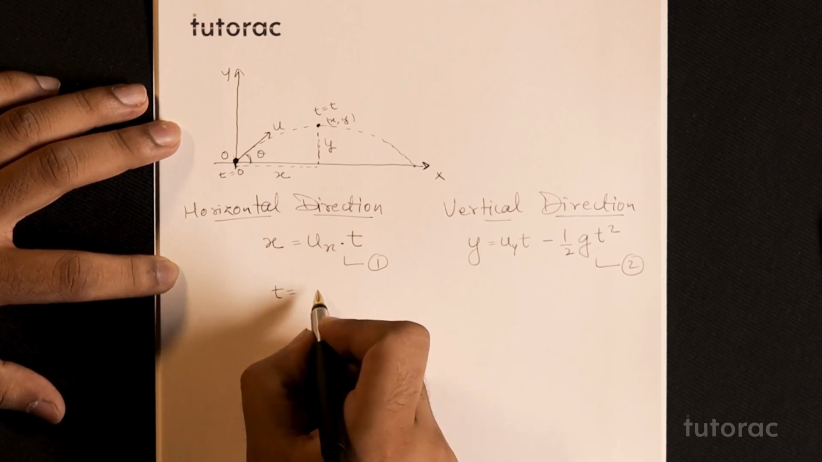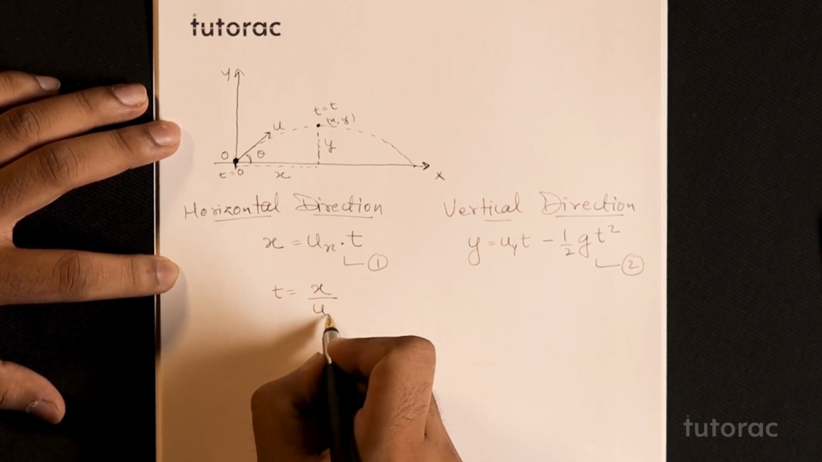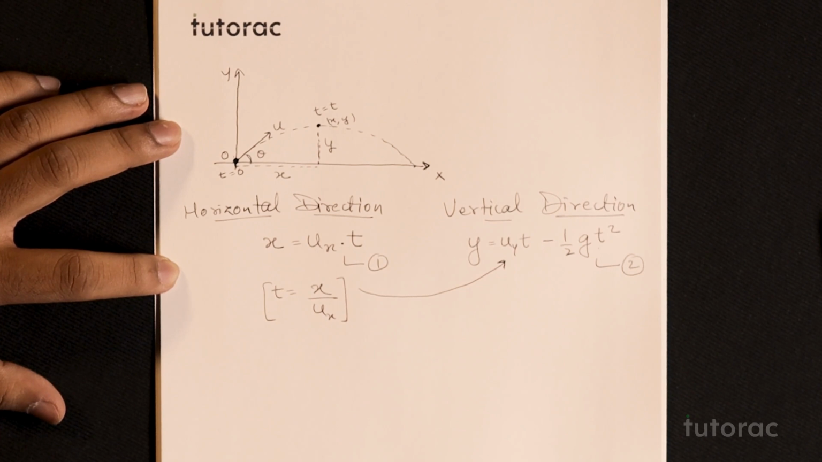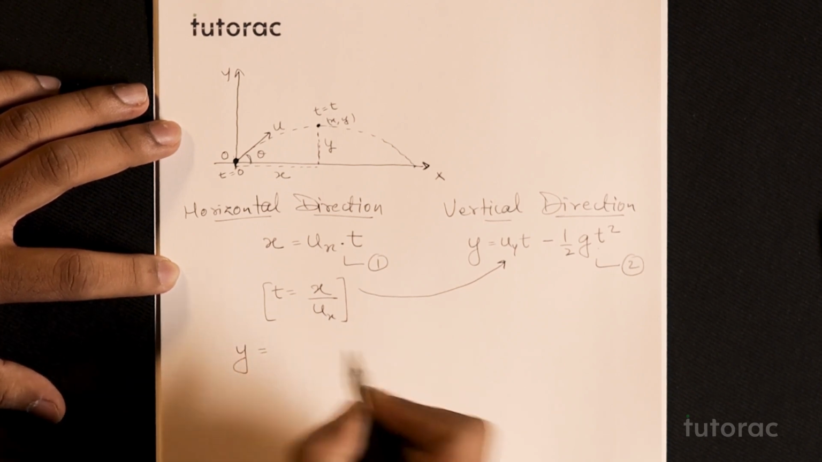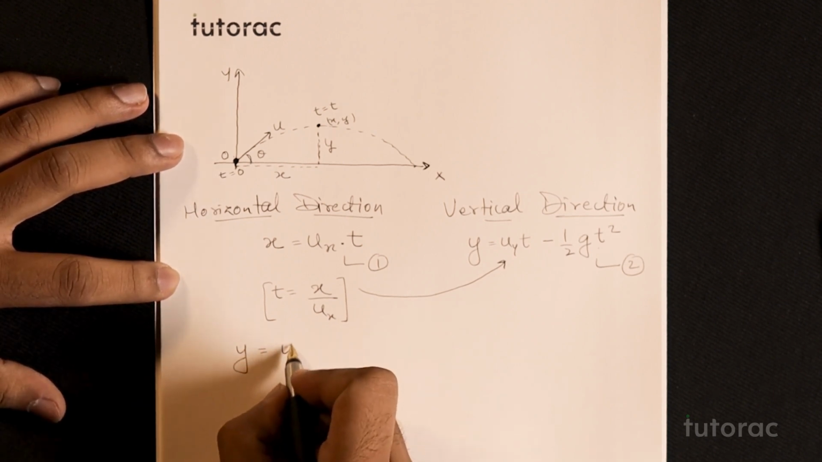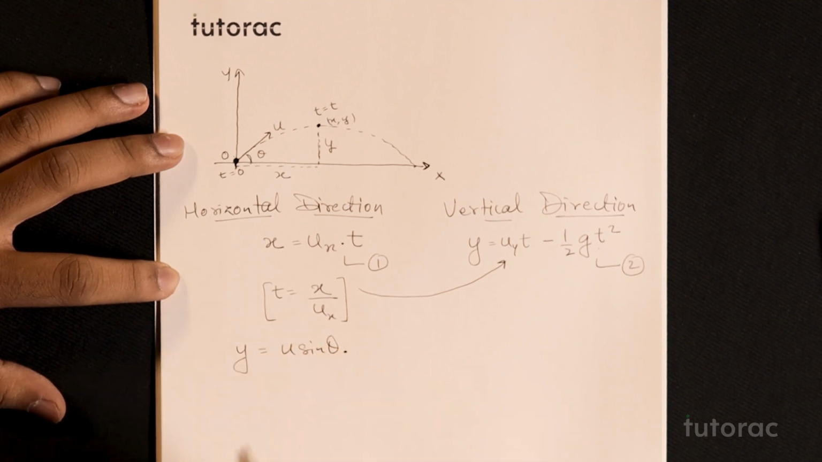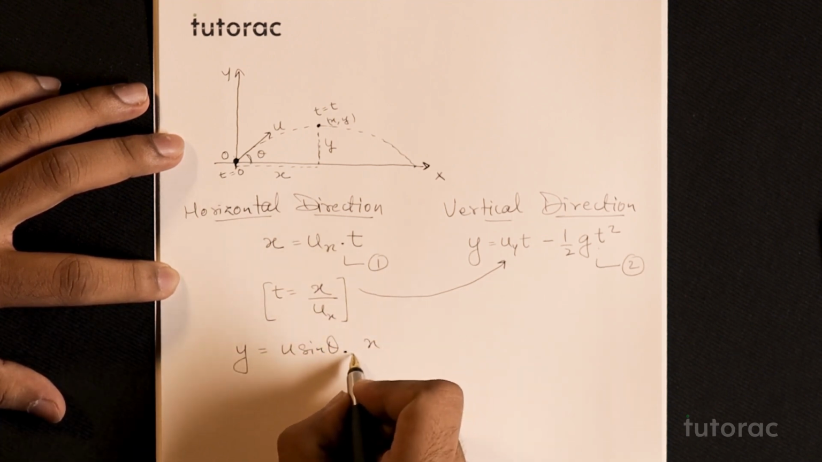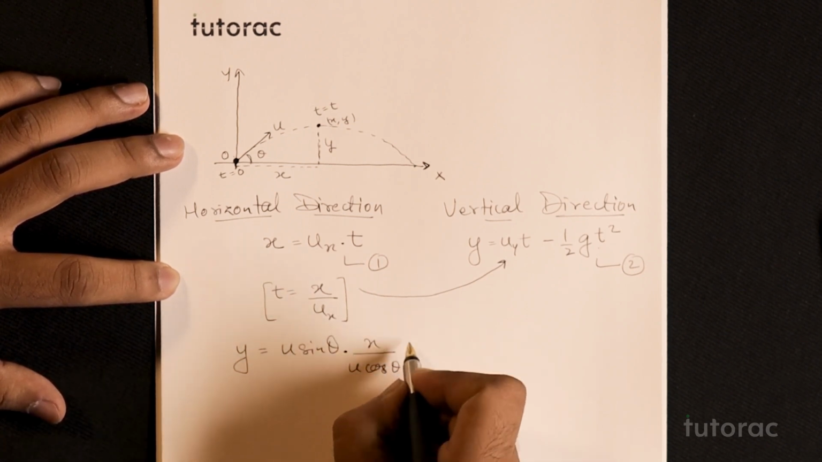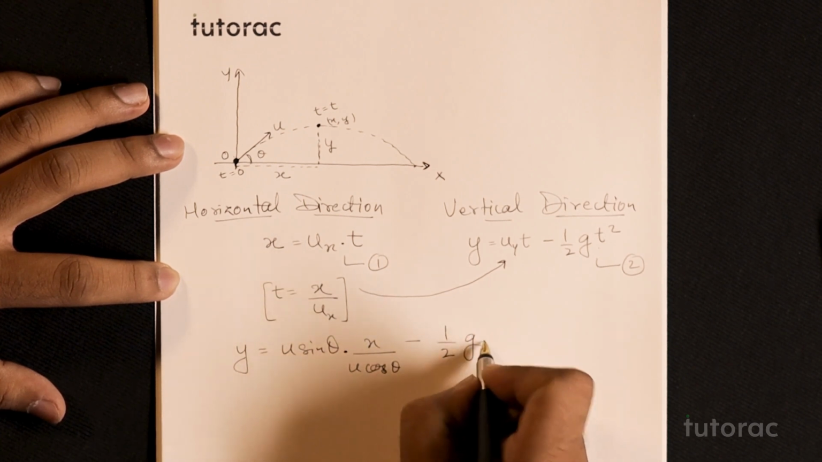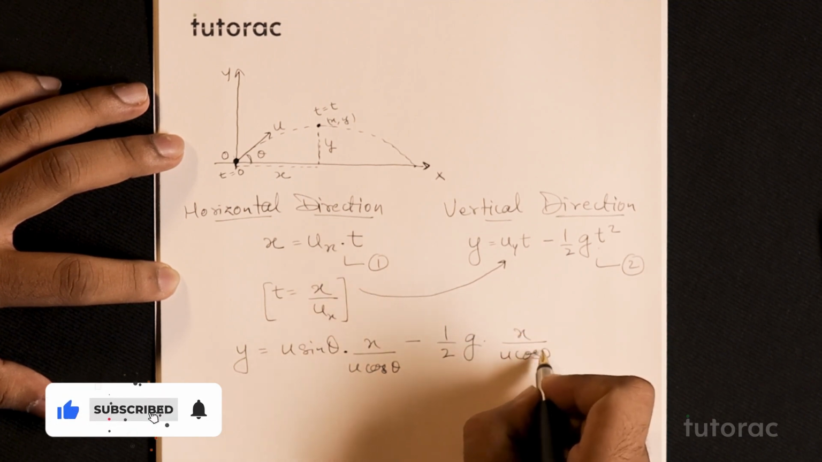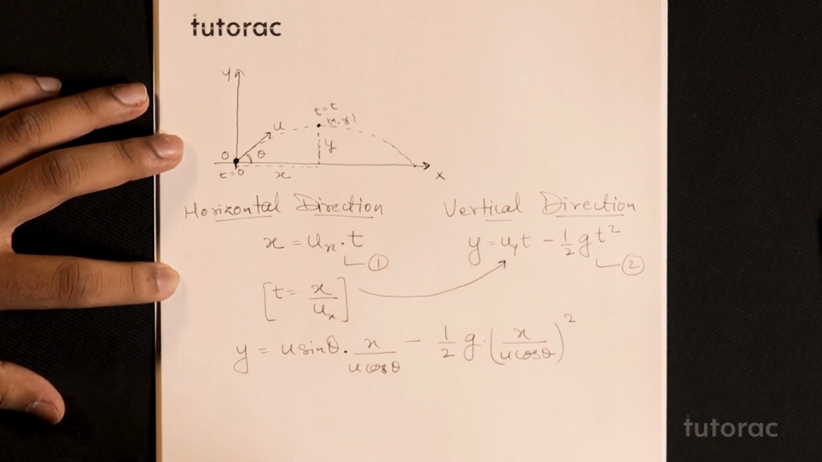Here, if we substitute the value of t as x upon ux from equation 1 in equation 2, then we will get y is equal to uy, which is the component of velocity along the vertical direction and can be written as u sine theta, into t, which can be written as x upon ux, which is u cos theta, minus half into g into t square, where t can be written as x upon u cos theta. So you get minus half g times x upon u cos theta whole square.